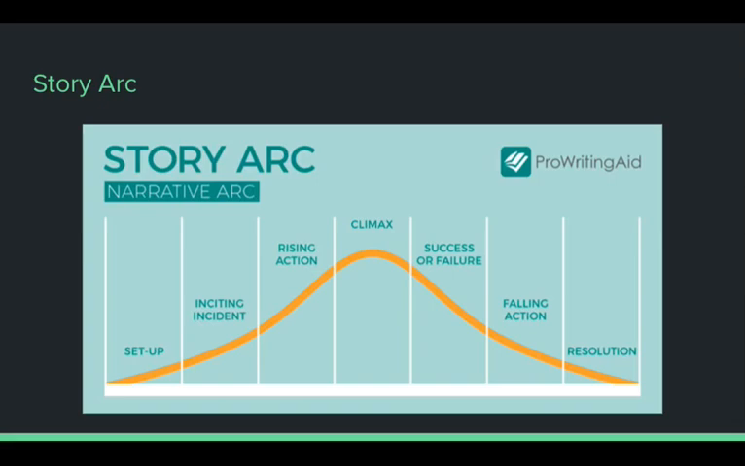So you start with the setup, or as sometimes people call it, the starting world. What is the life like? And so I'm going to use Harry Potter as an example here, because I think probably most people know at least enough about it to follow along.